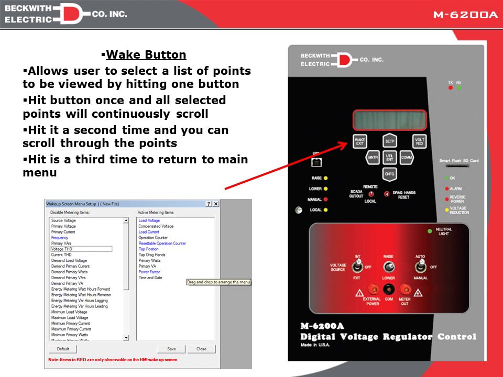So the idea of the wake button is for users that don't frequently use the panel and don't necessarily know where all the data is stored under what menu or submenu. Instead of having to know how to scroll through all the screens to get at what they want, we're going to configure everything they want in one place, and with one button access, they will be able to continuously see that data. Hit it a second time, it'll scroll at their own rate, and hit it a third time, and it'll go back to the main menu. So this is another area where we're hoping we're making this panel much easier for the operators.